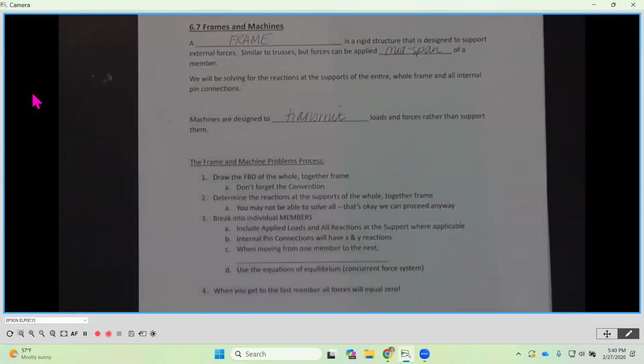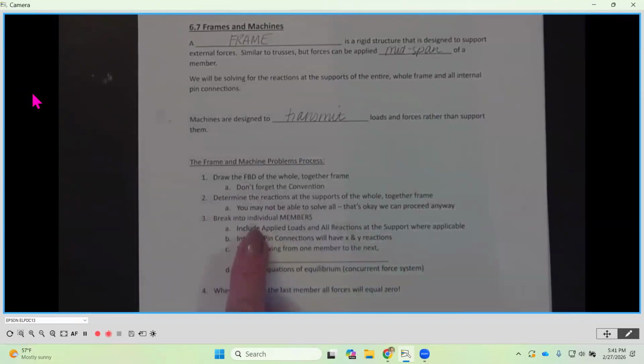Now, sometimes we might not be able to solve for all of the unknown supports, but that's okay. We're going to proceed anyway. I'll show you that, and then we can always come back and fill in. That'll make a little bit more sense, but we try to solve for as many reactions as we can when it's all together.